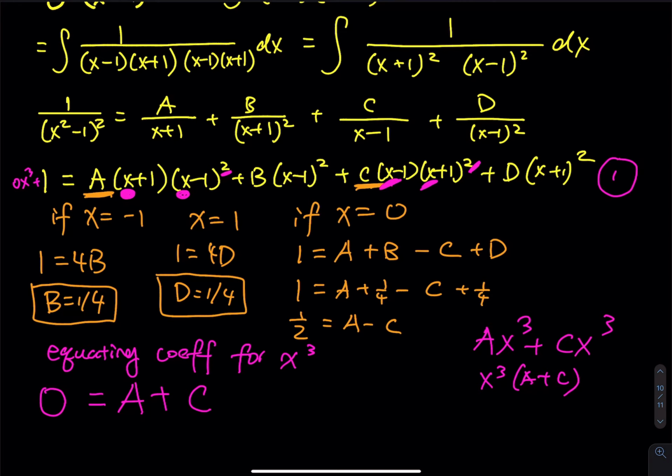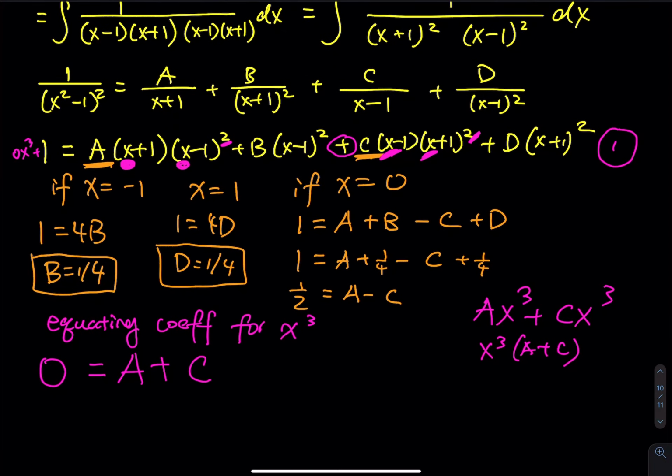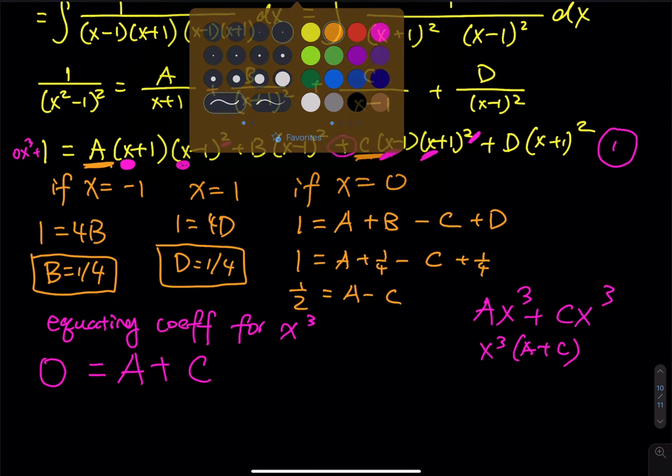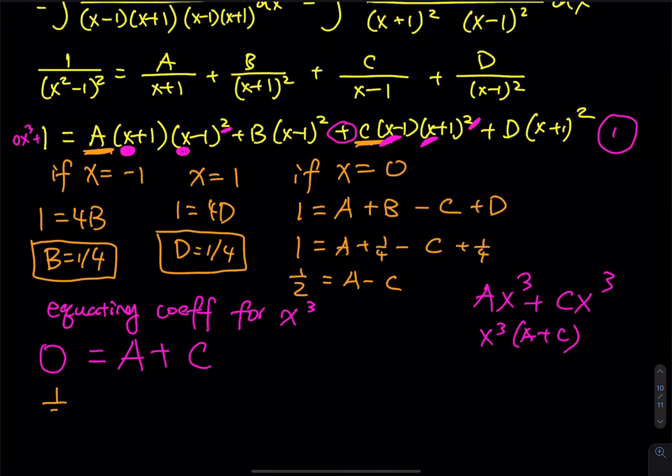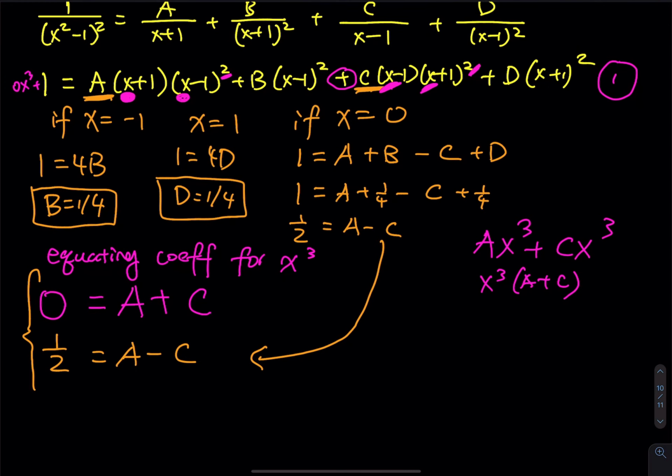They are both plus, right? There is a plus right here. And then you factor out the x, you have x to the third times A plus C. So that's how you get the 0 equals to A plus C. And then you let the other formula join the game. You have 1/2 equals to A minus C. You let this formula join the game. And then let's solve this system.